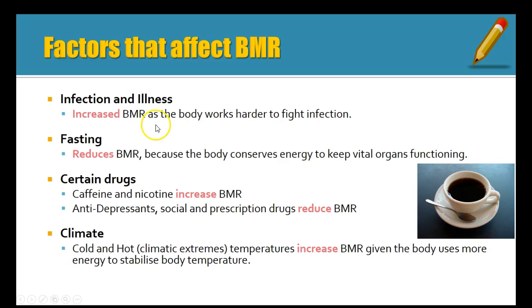If you're fasting, your BMR will actually be decreased, because your body will go into survival mode, and it will try to conserve energy to use most of that energy for vital organs. So that's why fasting diets don't actually work long term, because your BMR will just adjust to allow for the fact that you're not consuming as many calories as you used to.